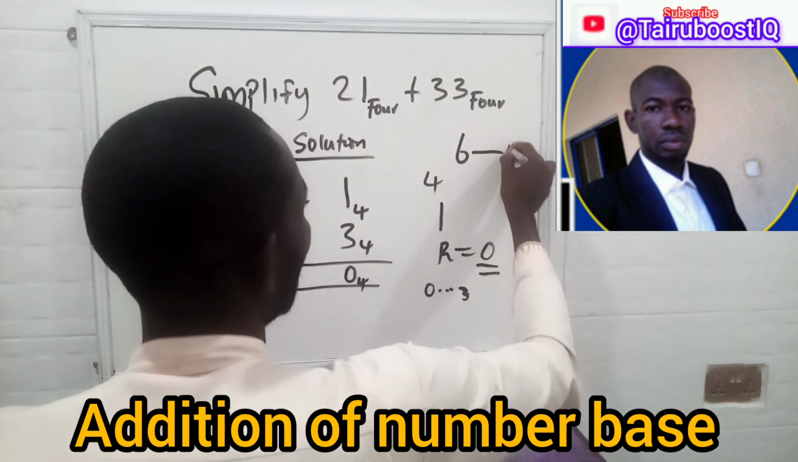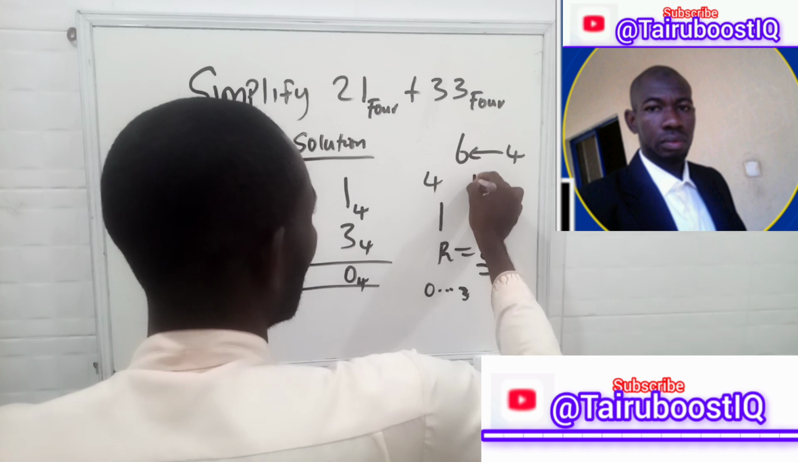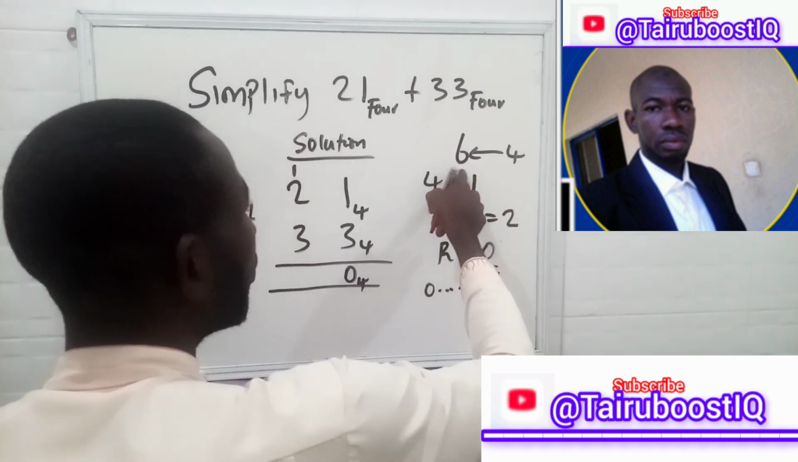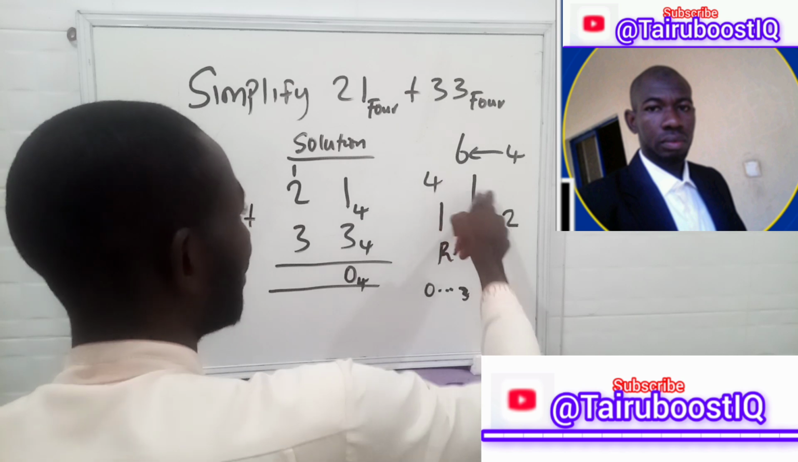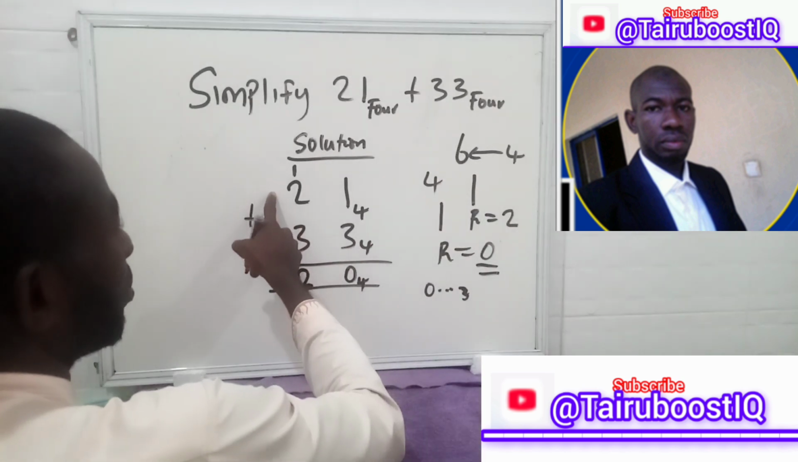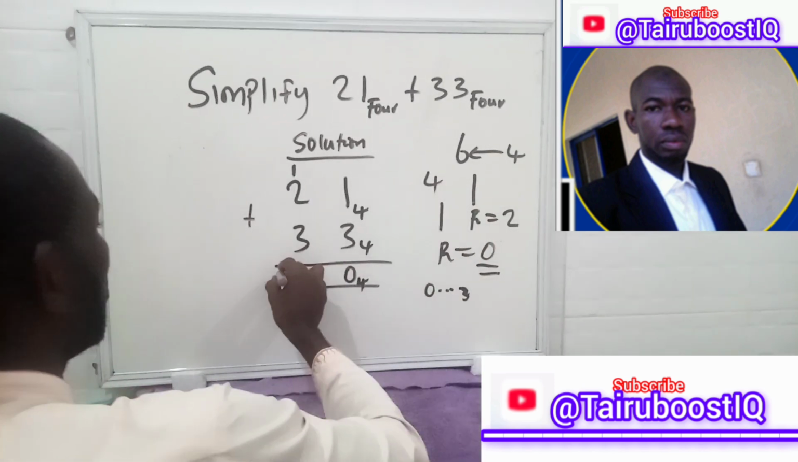Now, how many times can 4 go into 3? 4 goes into 3 one time, and the remainder is what? 2. 4 will go into 6 one time, the remainder is 2. So we're going to write these 2. Then since here is the last number, the number of times it goes, we'll put it here.